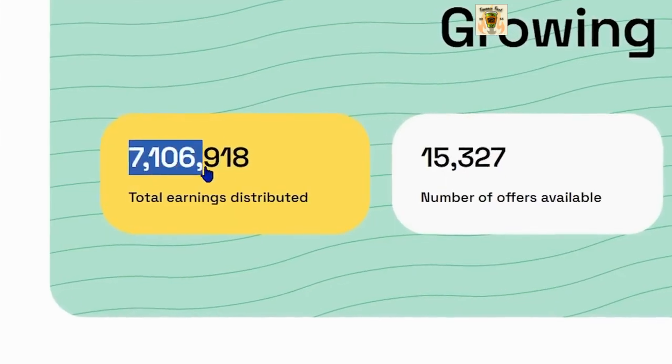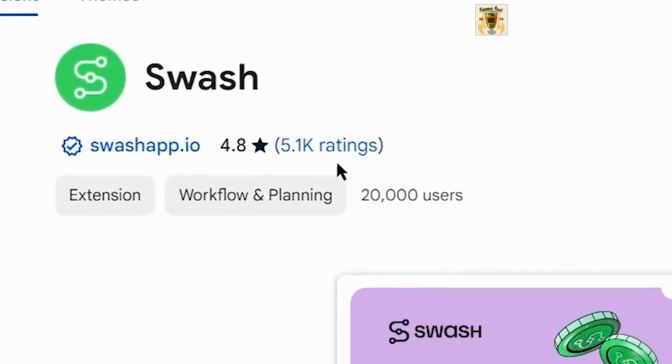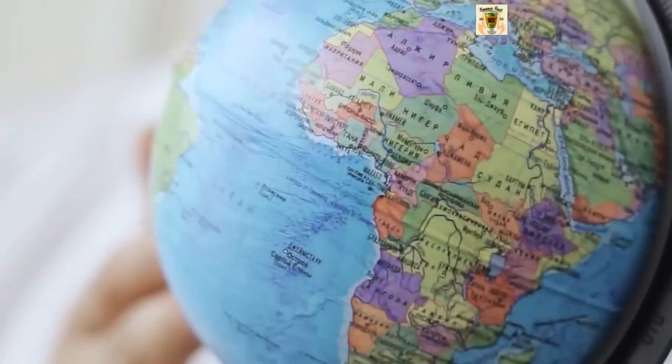But as you can see, this site has already paid over $7 million to its users. They have over 4.8 star ratings on Google from over 5,000 real users around the world. So you can trust this website. This Google Ads website is available worldwide, so you can be from any part of the world and still earn money with it.